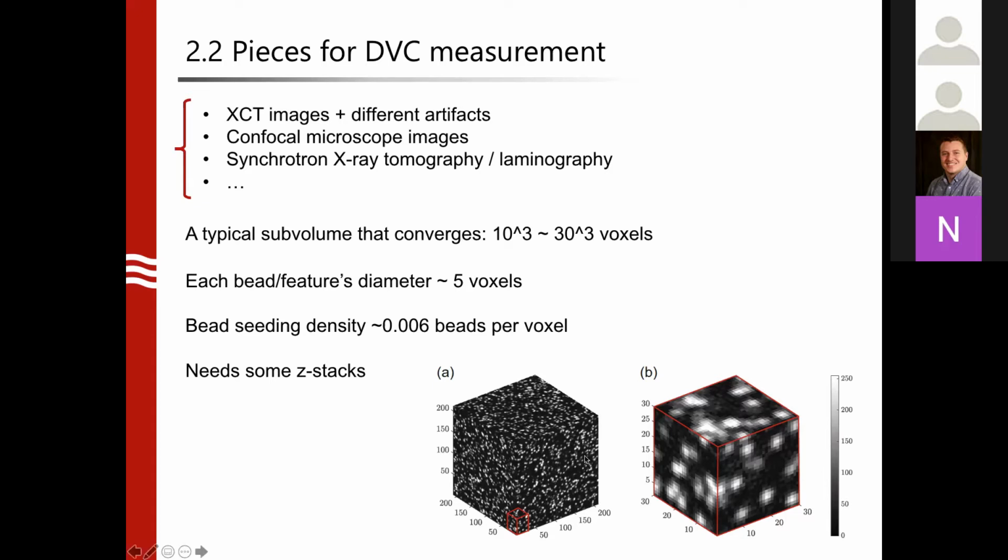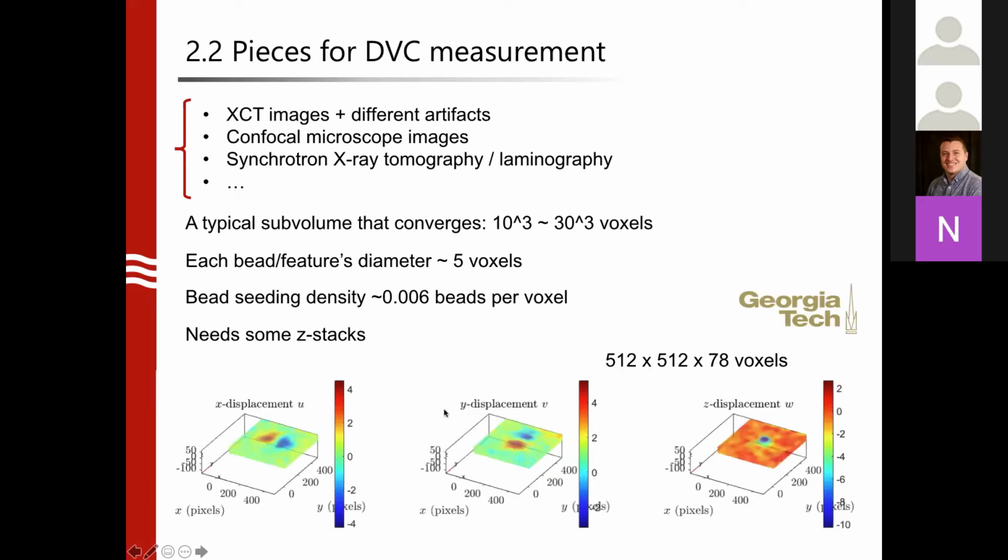Here is one example: if you have 0.03 beads per voxel for the bead density, you have nice patterns for DVC experiments. Here's another, from a real experimental data set from Georgia Tech and Emory University. They only have Z stacks of 78 voxels, and then their X and Y is 500. So even though the Z number is much smaller than the X and Y voxel numbers, at the end you can have several tens of boxes, which means you have lots of boxes you can track. That's good.